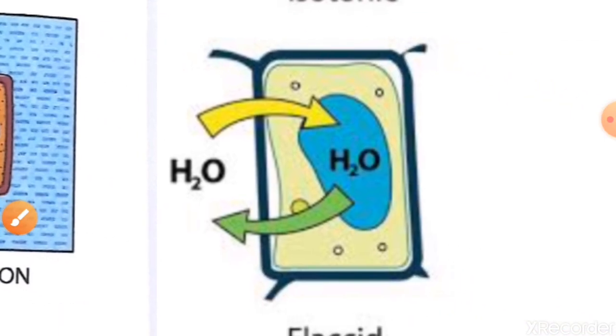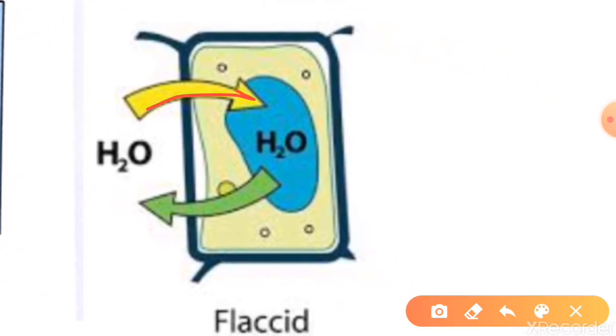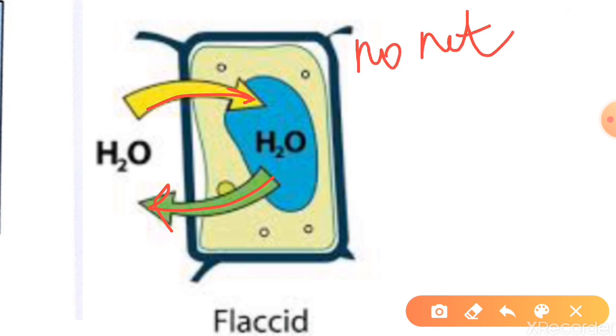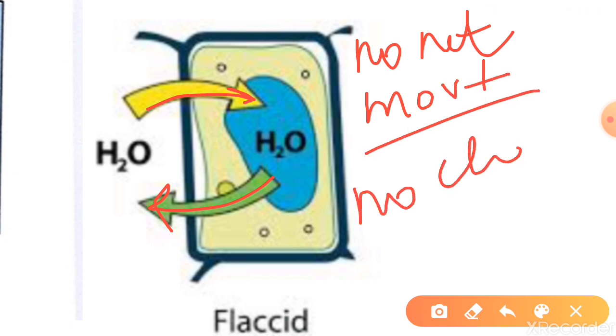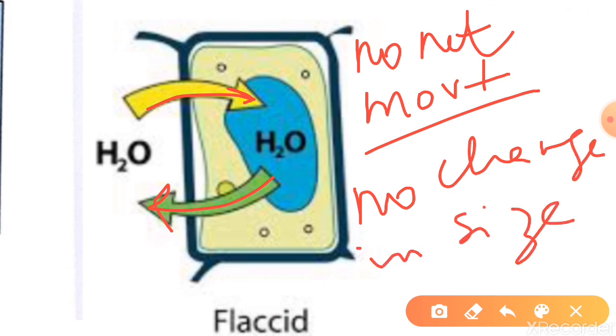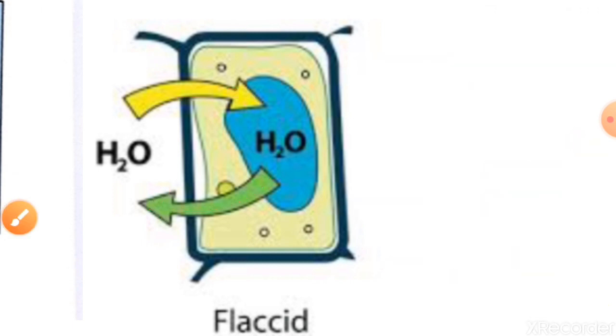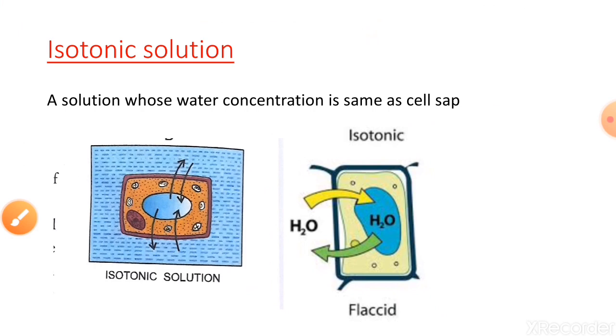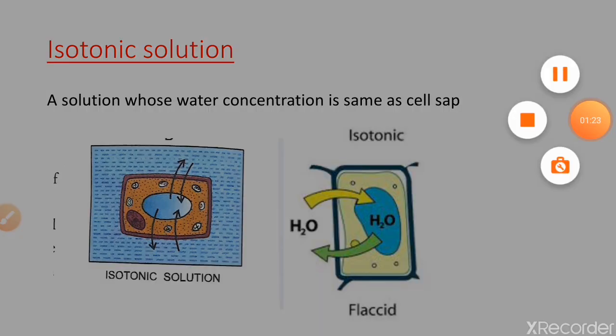And so, as the number of water molecules entering the cell is the same as the number leaving the cell, the net result is that there is no net movement of water molecules, and so there is no change in the size of the cell. The cell size will not change. So this happens in case of an isotonic solution.